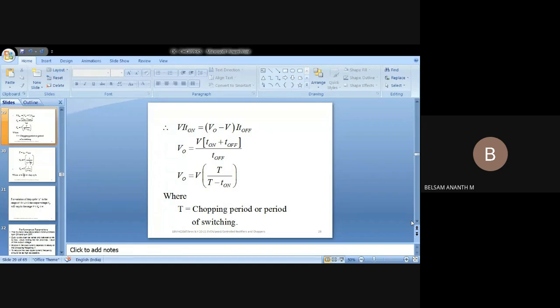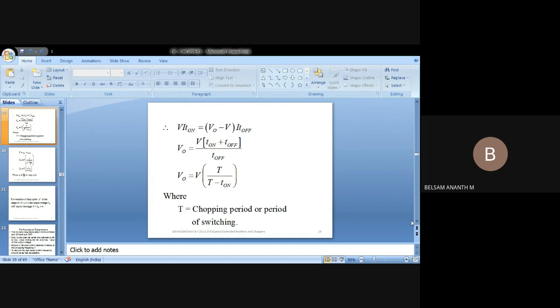V into I into T on equals... V into I is what? The amount of power. V into I into T on equals the voltage difference. The voltage difference is what? The output voltage minus the input voltage, into I into T off. Therefore, from this equation, from the previous equation, the center part, you have the output equation.